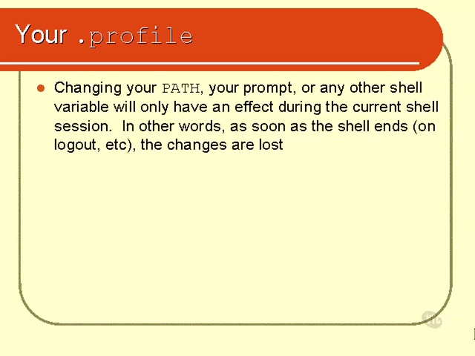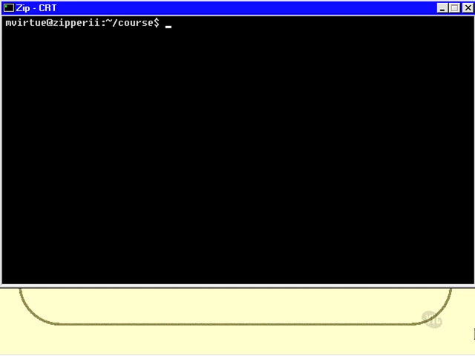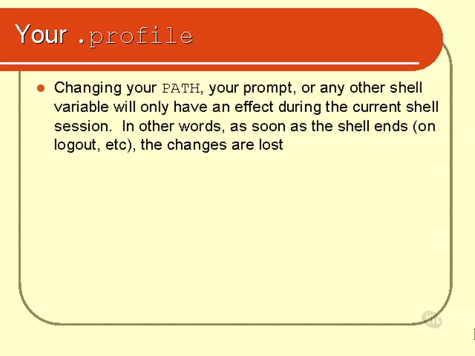I'll just demonstrate that to you. Let's set my prompt, PS1 equals hello. Okay, so now I will log out, exit, and now I will log in again. Okay, I just went through the log out and log in procedure again, and you can see that my prompt is exactly back the way it was. The changes are not permanent. So how can we make them permanent?